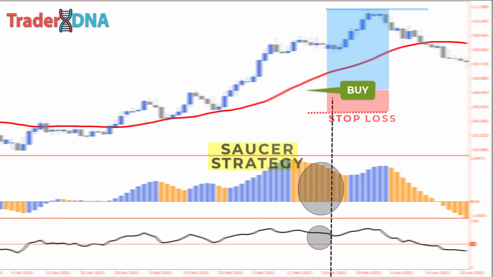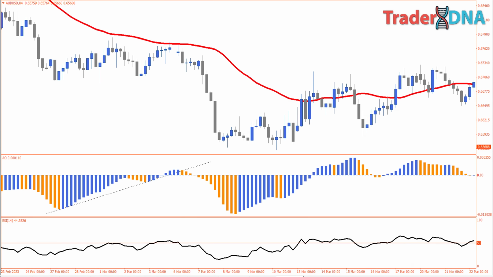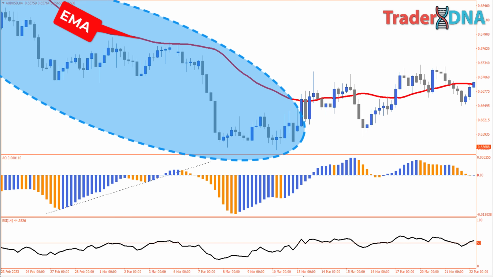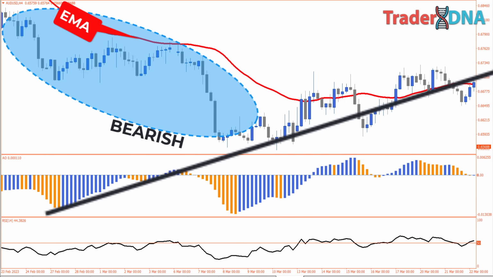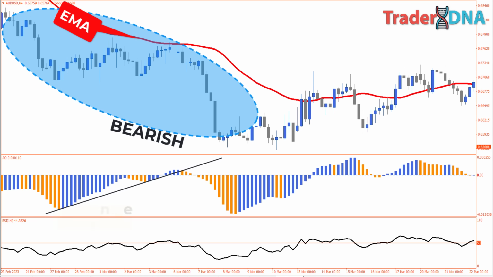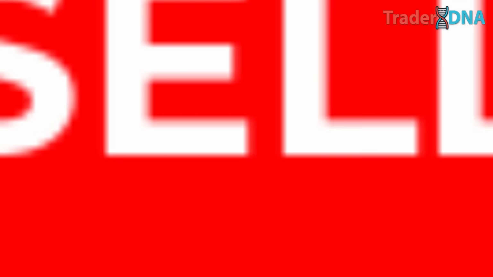Short setup. First, the price is below the EMA line. If the price is moving below the EMA line, the current market trend is bearish. Second, the Awesome Oscillator shows a sell signal by strategy number 1, number 2, or number 3. Third, the RSI line is below the level of 50 and trending downward.